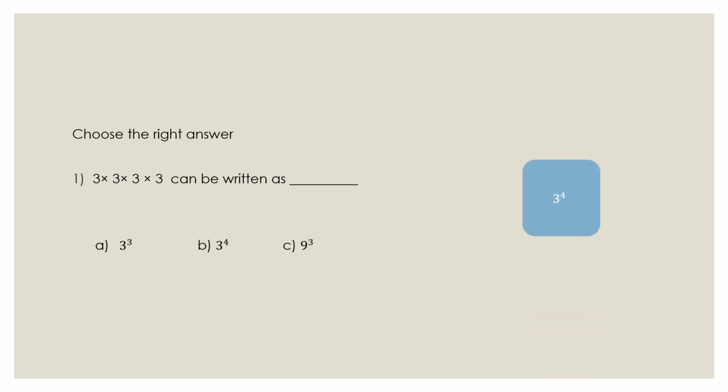Now let's have a small quiz. You have to choose the right answer for the following question. 3 into 3 into 3 into 3 can be written as, you have three options, and tell me the answer very quickly. Yes, it's 3 raised to 4. So all of you know how to represent repeated multiplication in terms of power, isn't it?